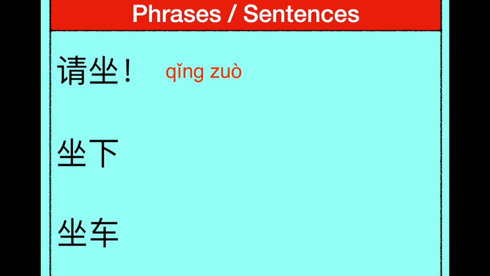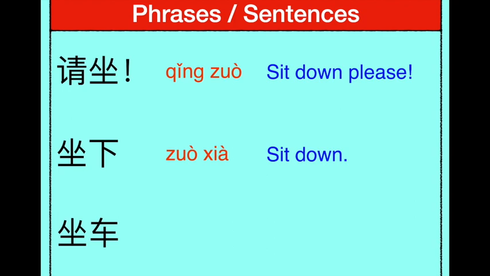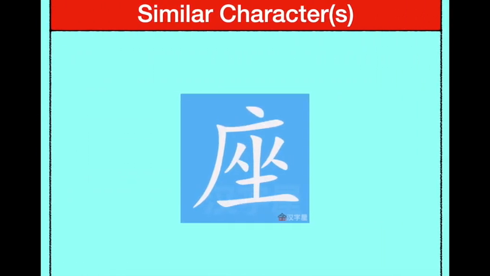请坐, please sit down. 坐下, sit down. So 请坐, 坐下 same meaning, but the first one is more polite. 坐车 take a bus or take a car. 座 same pronunciation but different Chinese characters. This is a noun, means seat. Pay attention, the inside part is same as 坐, the verb form to sit.